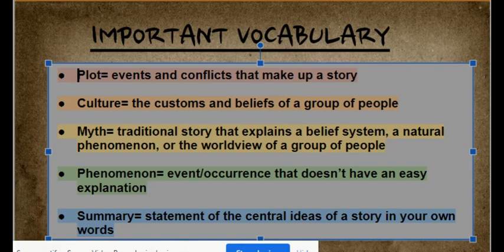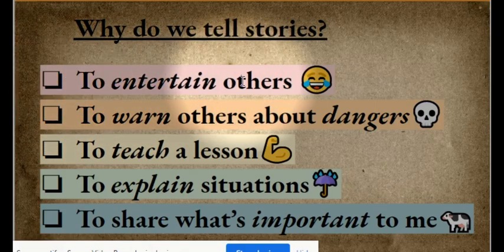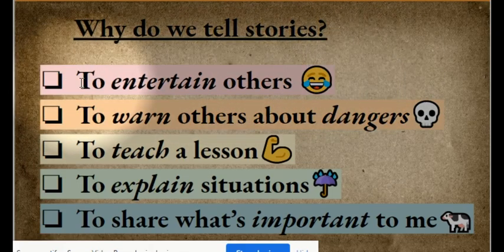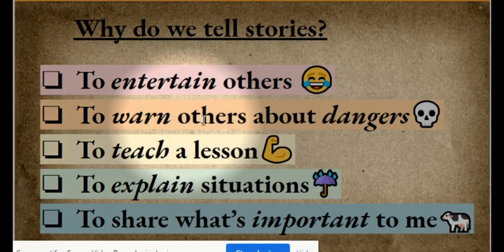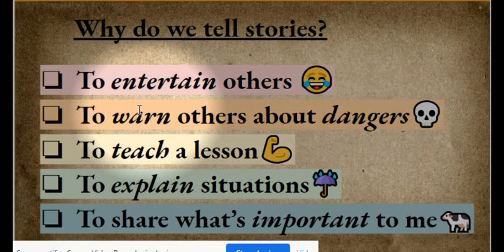On our next slide, we're going to talk about why we tell stories, okay? If you think about telling stories in your everyday life, these are the reasons why you might tell a story, okay? You might tell a story to entertain others, to make your friends laugh. You might tell a story to warn other people about dangers. Say a local road was under construction and you were telling your parents, hey, maybe don't go on that road right now because it's super dangerous and you have to slow way down for traffic.